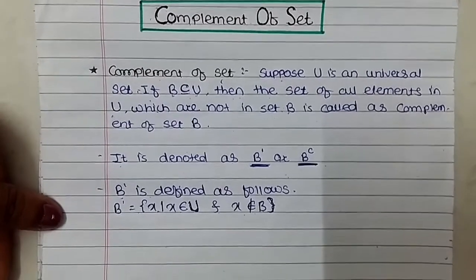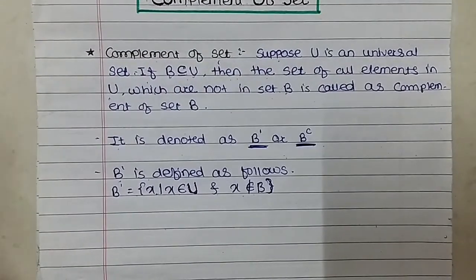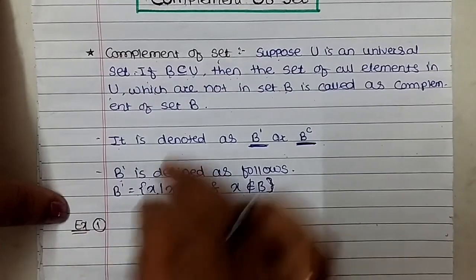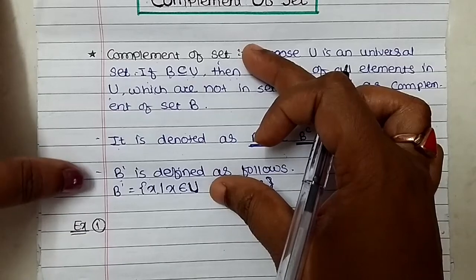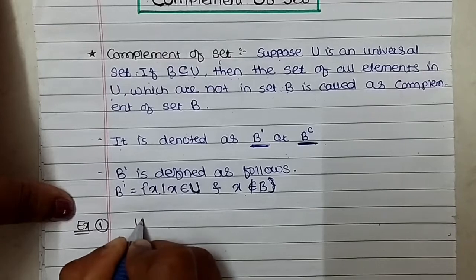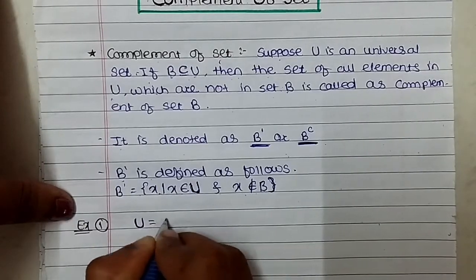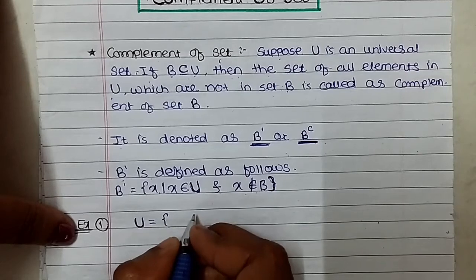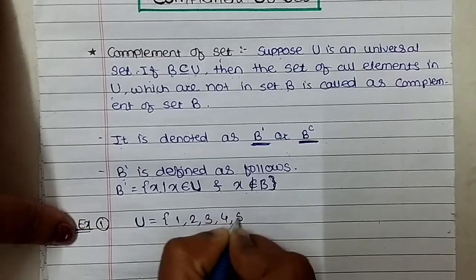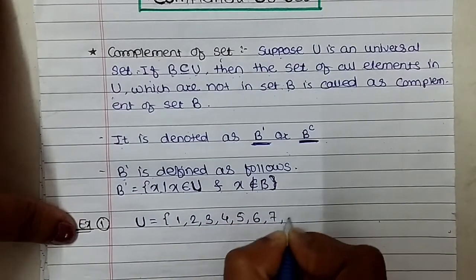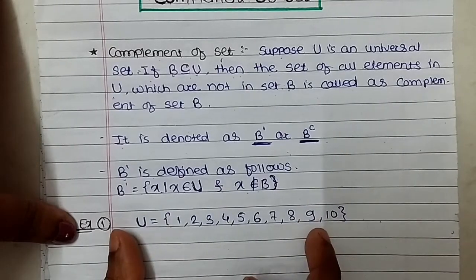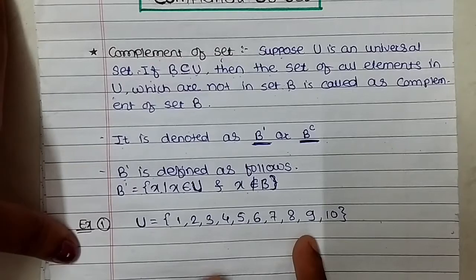We will discuss this concept with the help of one example. Example 1. This is the basic idea related to the complement of a set. Now, suppose U is the universal set, with the elements 1, 2, 3, 4, 5, 6, 7, 8, 9 and 10. This is your universal set which holds the elements from 1 to 10.